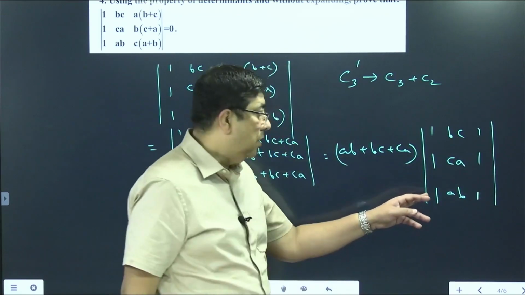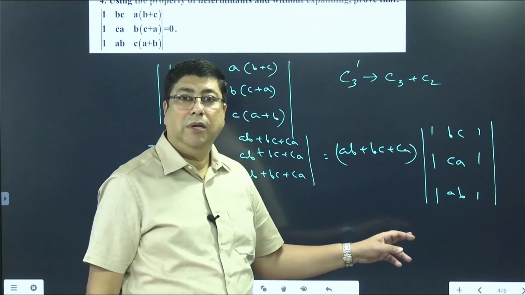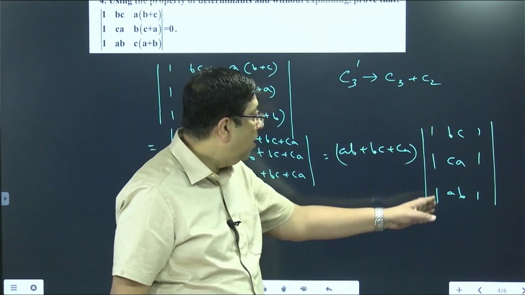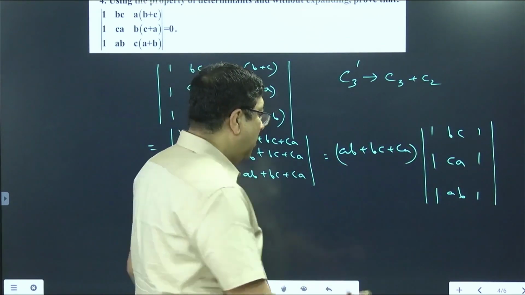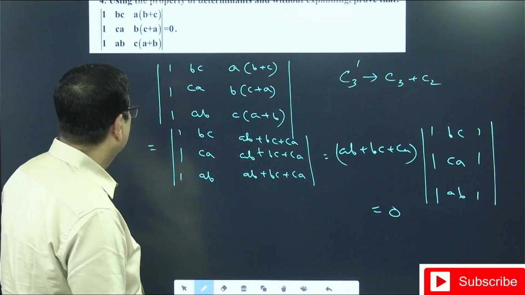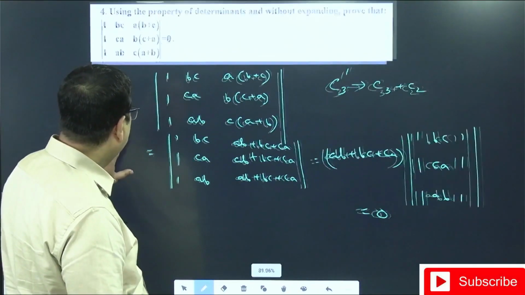Similar to the last sum. So if any two rows or columns are identical, determinant is coming to be 0. So in this case, column 1, C1 and C3 are identical. Therefore, the value of the determinant is coming to be 0. Now, let us go to the next sum.